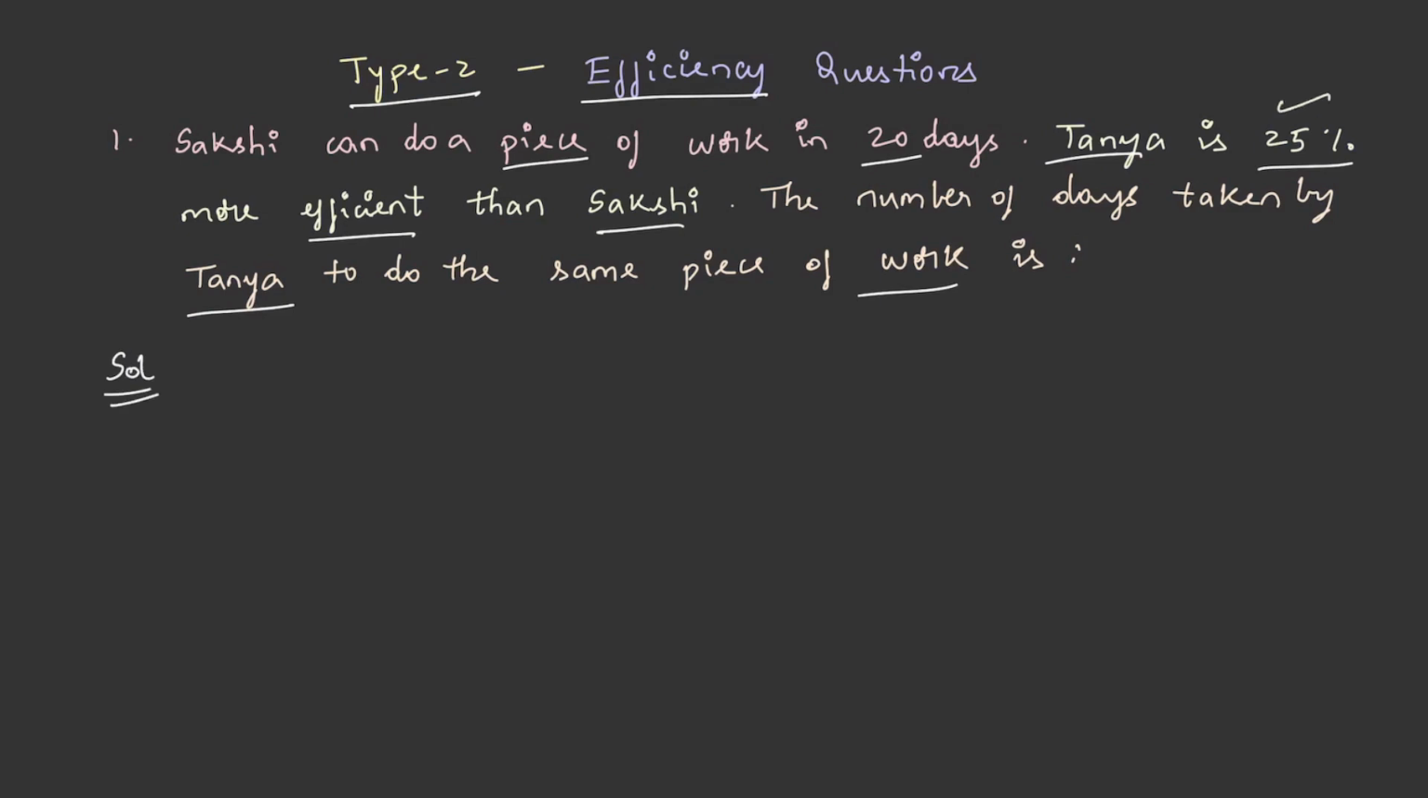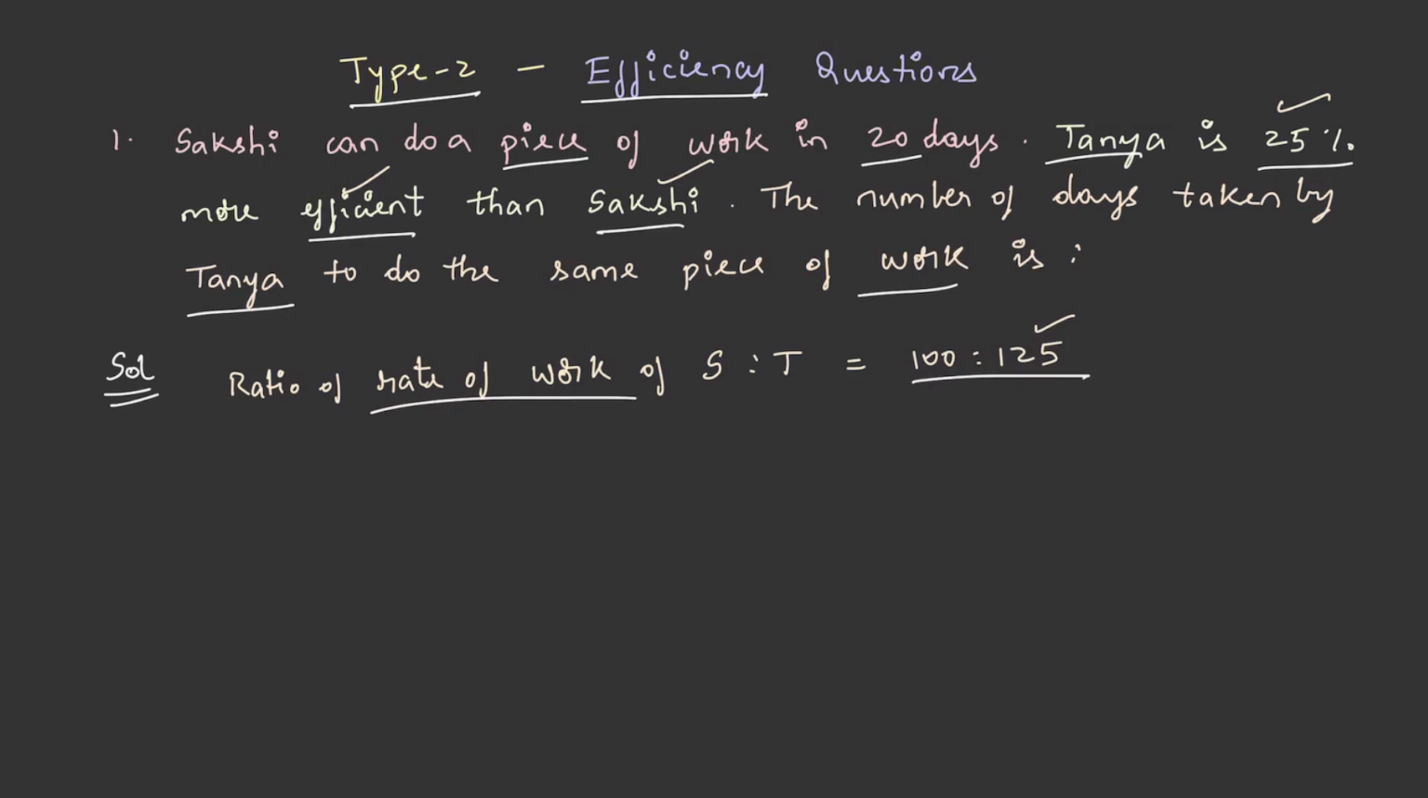As Tanya is 25% more efficient than Sakshi, the ratio of rate of work of Sakshi to Tanya will be 100:125. So if the rate of work ratio is 100:125, then the ratio of time taken will be the opposite of this, that is 125:100. And on solving, this will be 5:4.